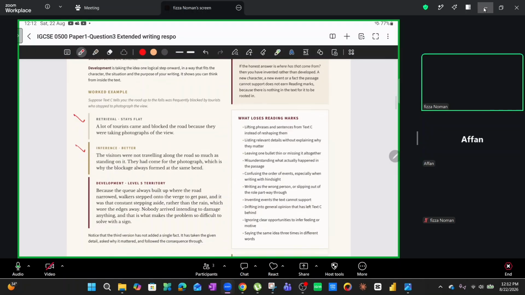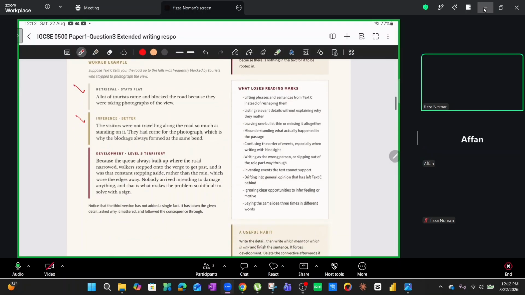Then we have inference. Inference is a better understanding of the retrieval part. In this case, we will be commenting on what is being suggested, what is being told to us in between the lines. Let's see. The visitors were not traveling along the road so much as standing on it, basically. That's what they're telling us, because all of it was just blocked. They had come for the photograph, which is why the blockage always formed at the same bend, because all of them were mainly about this particular view, and that's all that mattered to them. They weren't just passing by this road, and that is why there was a blockage. So far, so good, beta?